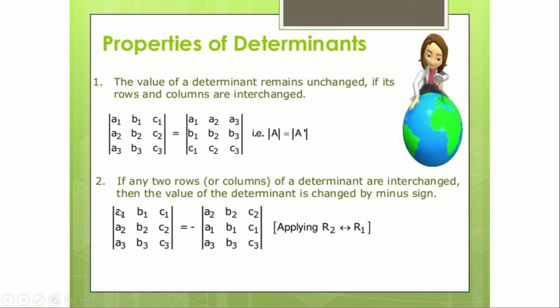Moving on to the second property of determinants. If any 2 rows or columns of a determinant are interchanged, then the sign of the determinant is changed by a minus sign. When the entire rows and columns are interchanged, the value will not change. But when any 2 rows or any 2 columns are interchanged, then the value will change by a minus sign.